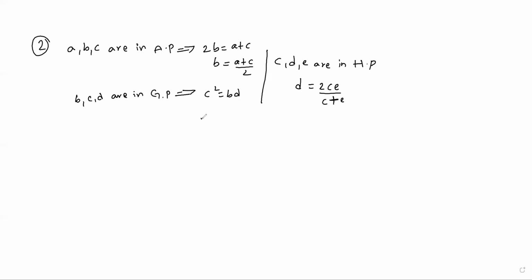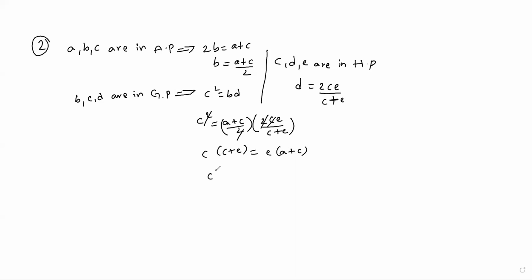Now see, in this GP, C square equals B D. B value we already know: (A plus C) by 2, into D value, which we already got: 2CE by C plus E. Now the 2 gets cancelled and one C value also cancels. If you cross multiply, here C into (C plus E), and on the right side E into (A plus C).